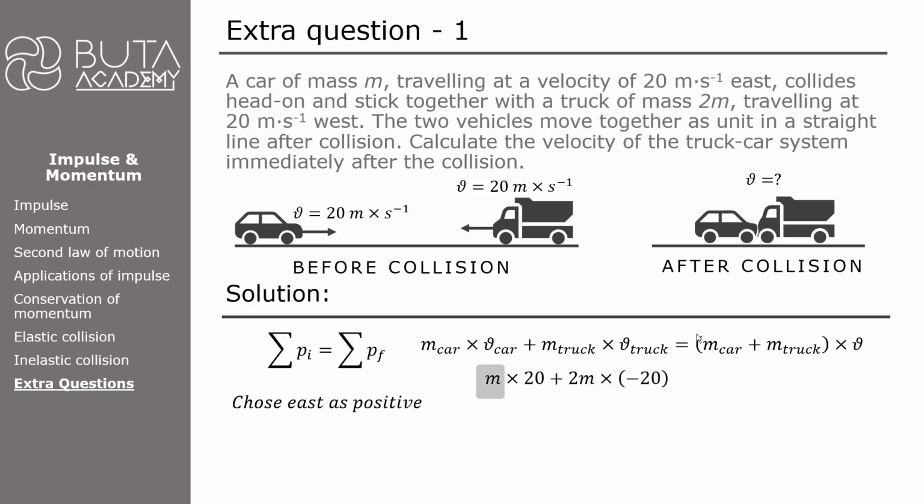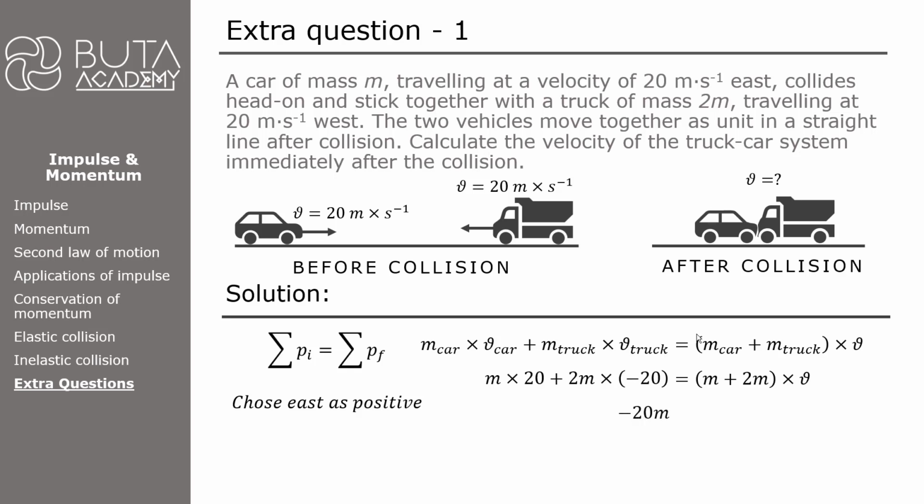Mass of the car is m, and its velocity is 20 meters per second. Mass of the truck is 2m, and its velocity is 20 meters per second as well, but it is heading west. Following the collision, the mass of the two vehicles moving together is equal to m plus 2m. We are asked to calculate their velocity after the collision.